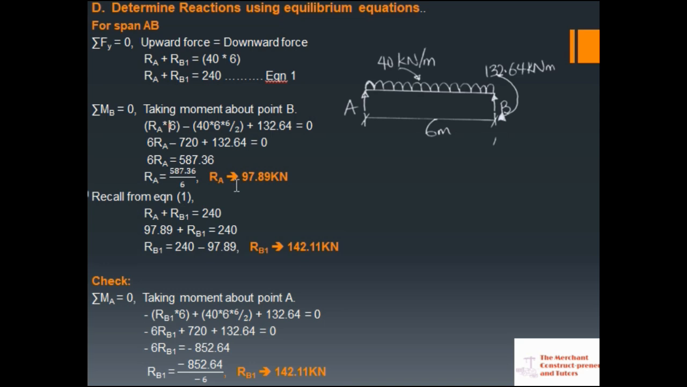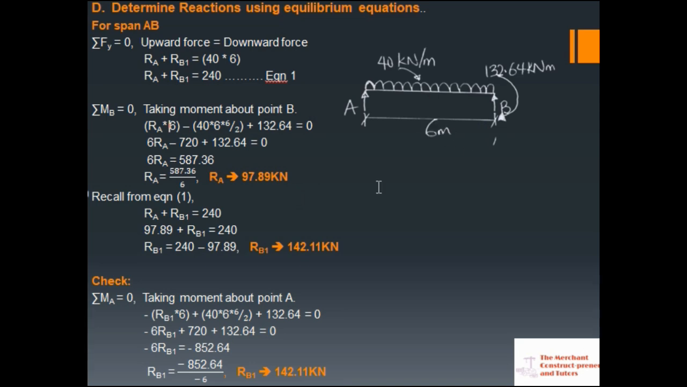Next, we substitute this value for RA in this equation here. When we substitute it, we have RB1, the reaction at B, as 142.11 kilonewton. I always like to check anytime I perform this kind of calculation so that I know I am doing the right thing. I took moment around point B, so now I want to take moment around point A to be sure that the value I got here is actually correct. Remember, clockwise moment is positive, anti-clockwise is negative.